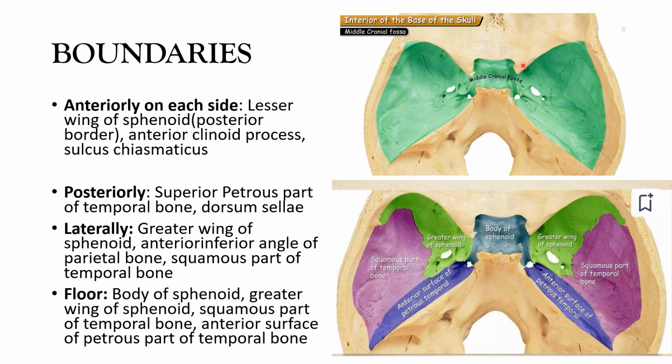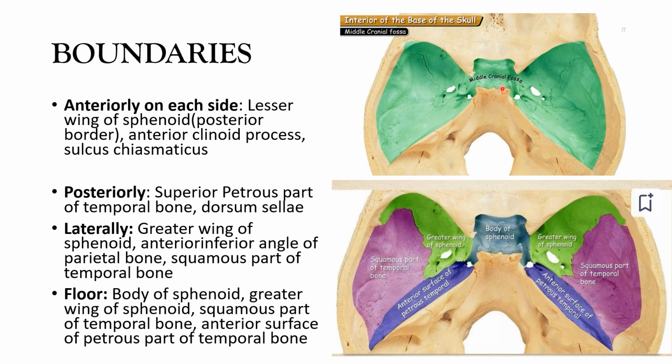Now it's important to note that the sulcus chiasmaticus is named after its relation with the optic chiasma, which is the crossing of the optic nerve. But what you must note is that the optic chiasma never comes into contact with the sulcus chiasmaticus, but rather it lies posterior superior to the sulcus. So this is the sulcus chiasmaticus. We said posteriorly, it is bounded by the superior petrous part of the temporal bone and also the dorsum sella.